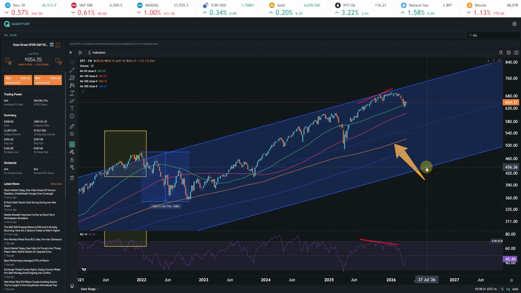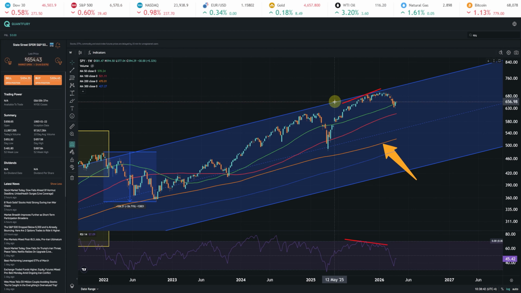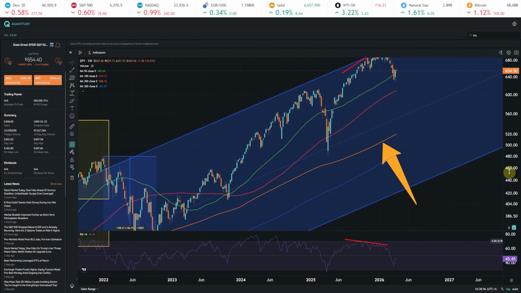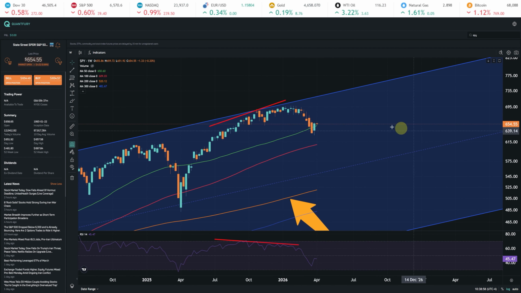My expectation is a move to the lower boundary of the channel, at least, which is around 4,300 to 4,500 index points. But what do we see right now? We saw a divergence. Here it was marked for us. This divergence went exactly where I expected. It moved toward the 50-week average, and quite predictably it stopped right here. But was there a reversal here? No, there was no reversal here.